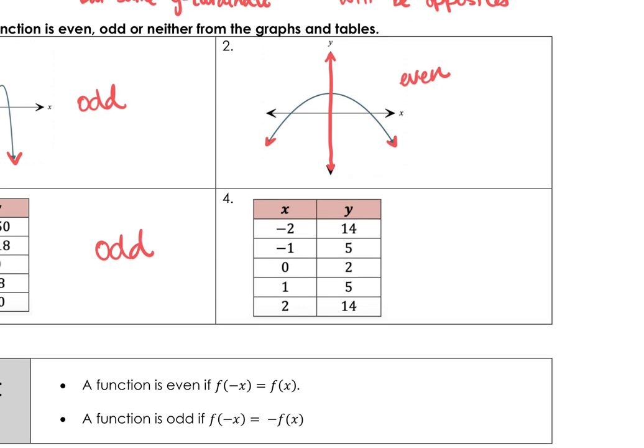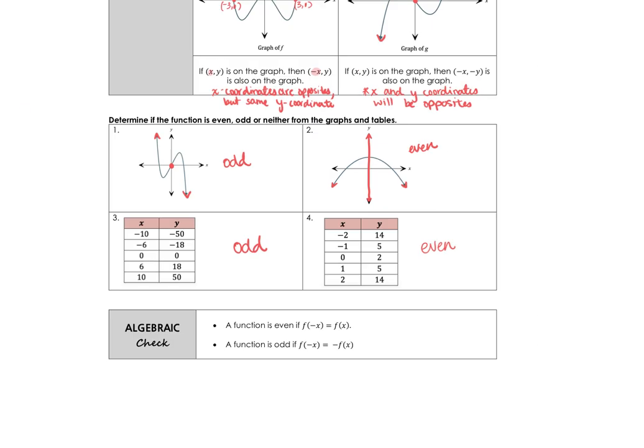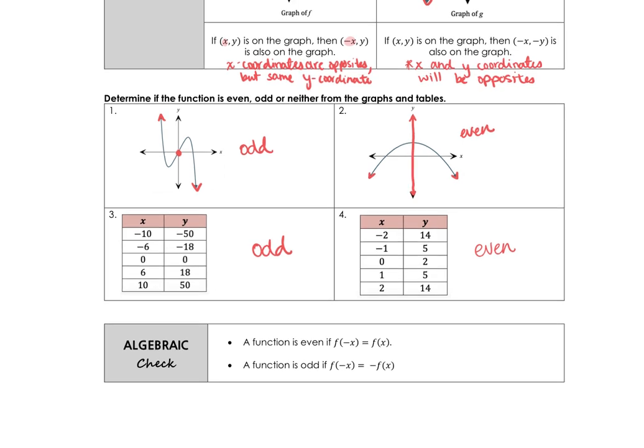Versus if I look at the table in number 4, I have negative 2, 14, negative 1, 5, 0, 2, and then a positive 1, 5, and a positive 2, 14. This is even because why? So the x's are opposites, but the y's are the same. Again, creating those mirror image points. Negative 2 up to 14, but then also positive 2 up to 14. So we have those mirror image points on each side of the y-axis. Okay? All right. So hopefully that's pretty easy to tell the symmetry, or to look at those ordered pairs and know whether it's even or odd.